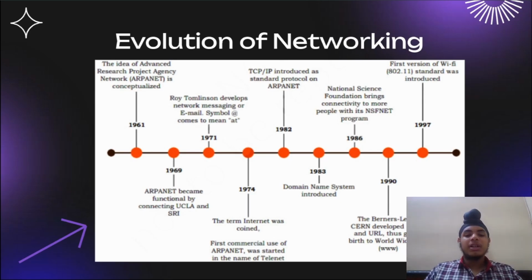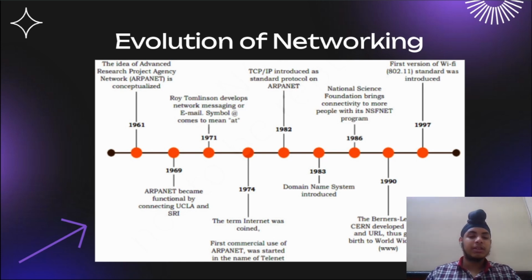Let's move on. In 1983, the DNS, that is the Domain Name System, was introduced, allowing us to type easy words like google.com instead of long strings of numbers. So we could now just type google.com and the website will open. We don't need to type the whole IP address. Next came 1986, where the NSFNet program built a massive high-speed data highway across the US.